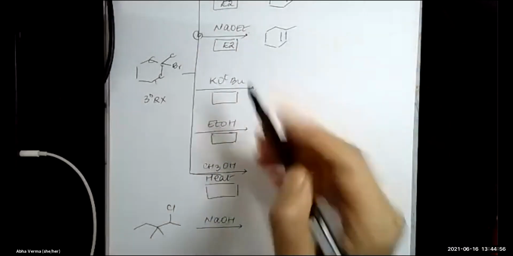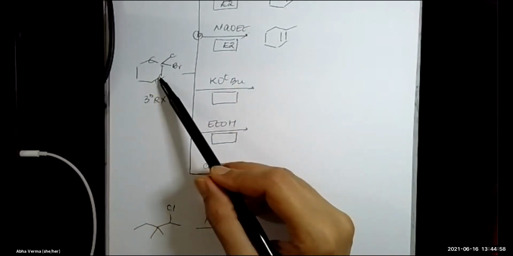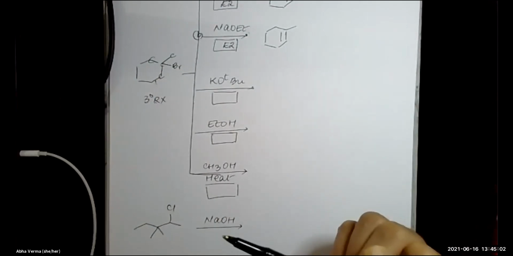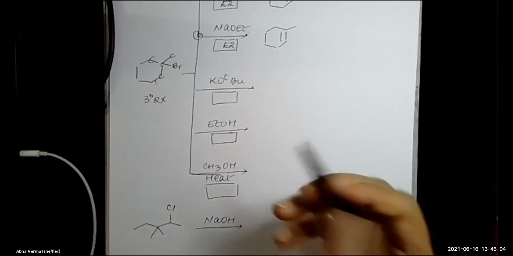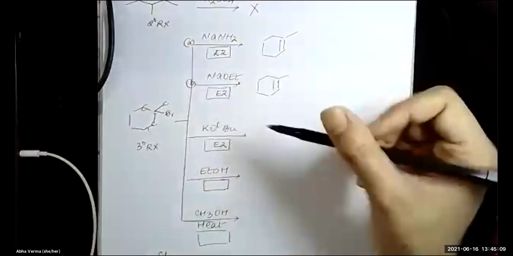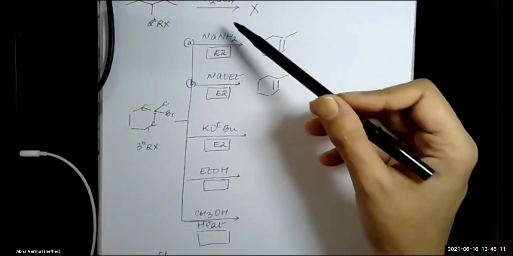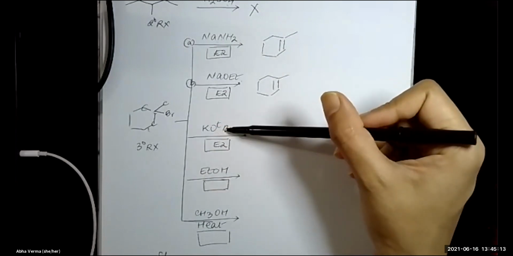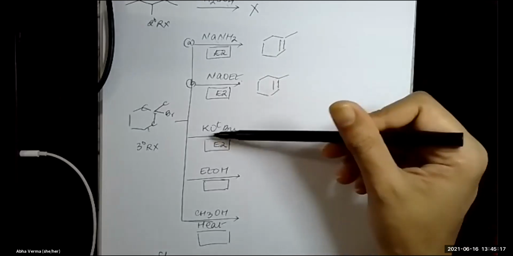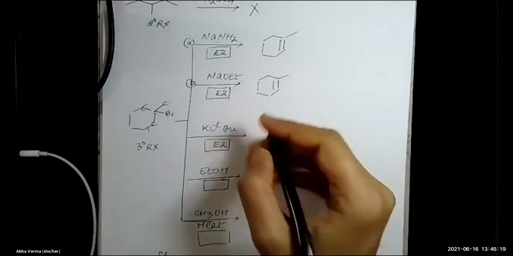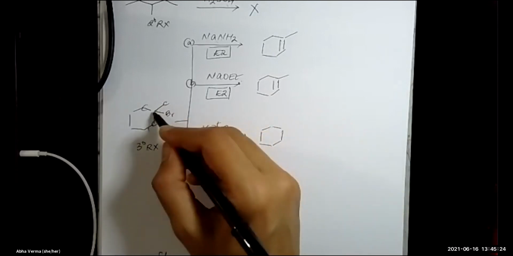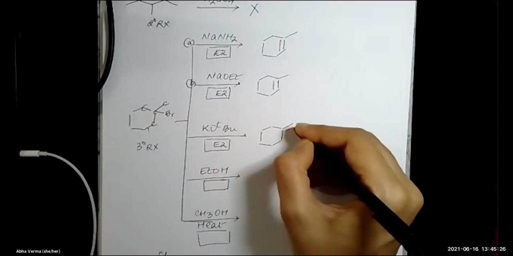Again, strong base, tertiary substrate. What mechanism will go on? E2. But what kind of a product will I get? Because these were regular sized bases, I now have a bulky base. I was having Zaitsev's product, but now what kind of a product will I get? A Hofmann, the less substituted alkene.